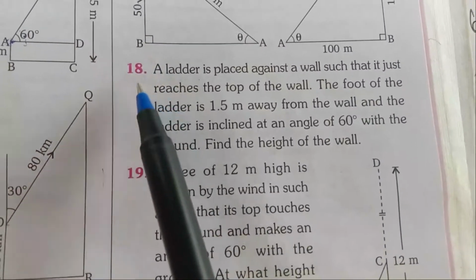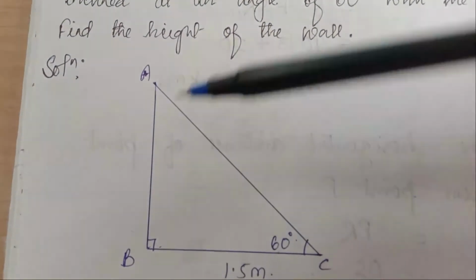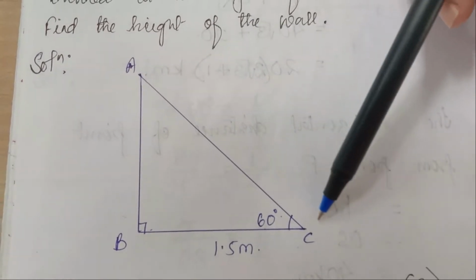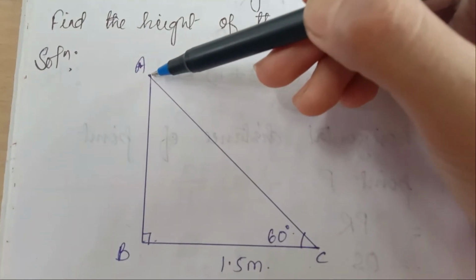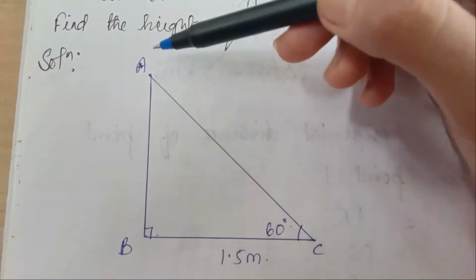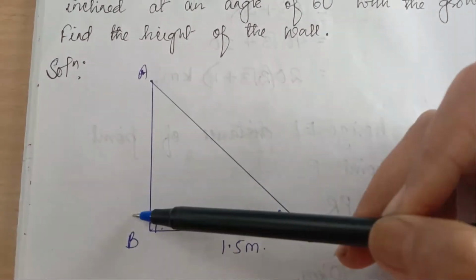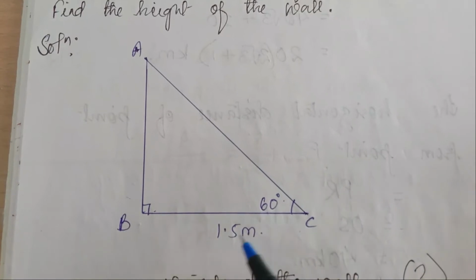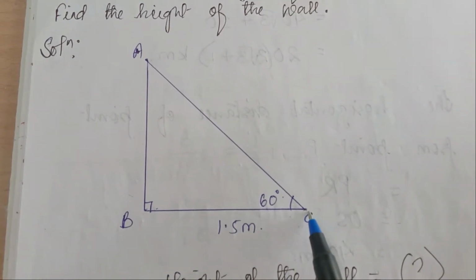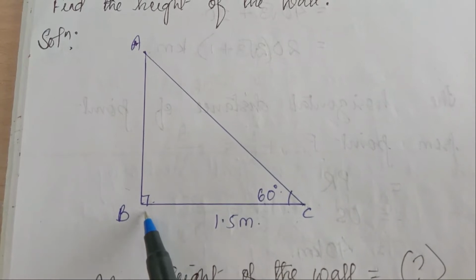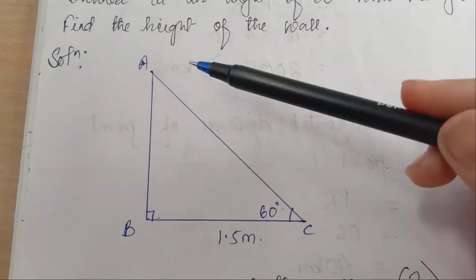So in this question you have to draw the diagram yourself. So this is the wall, this is the ladder. We place the ladder like this, this is the foot of the ladder and this is the top of the ladder, and this AB is the wall. Now you have to find the height of the wall, and the foot of the ladder is 1.5 meter away from the wall. The distance between the foot of the ladder and this wall is 1.5 meter. Now we have to find the height of this wall.